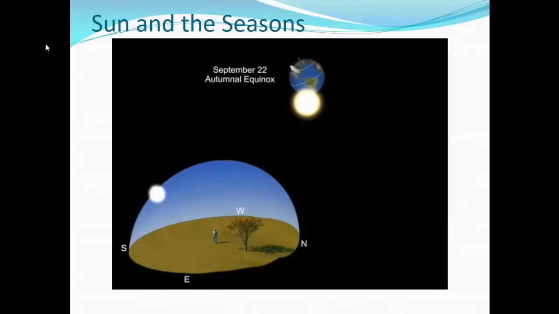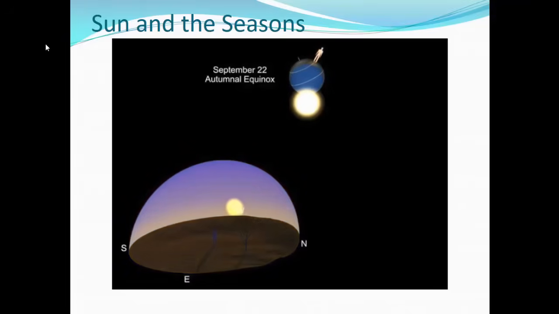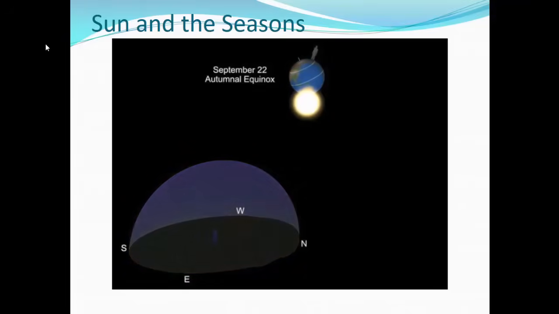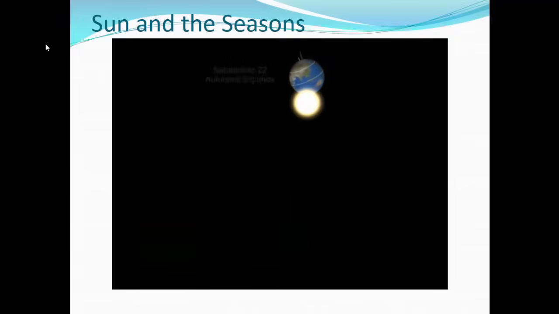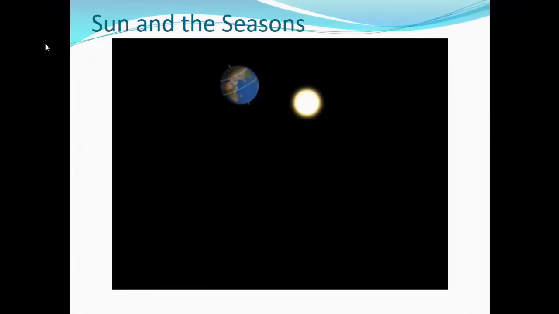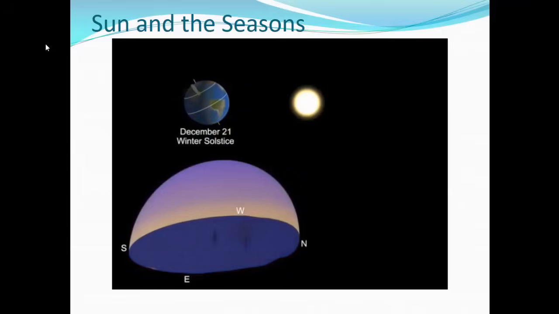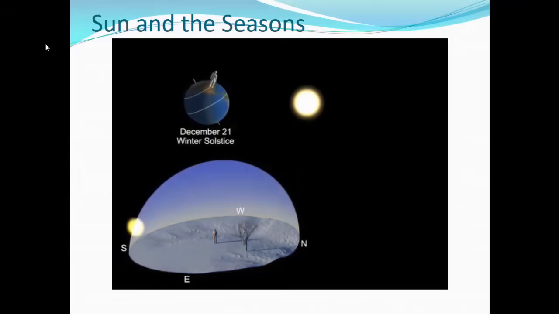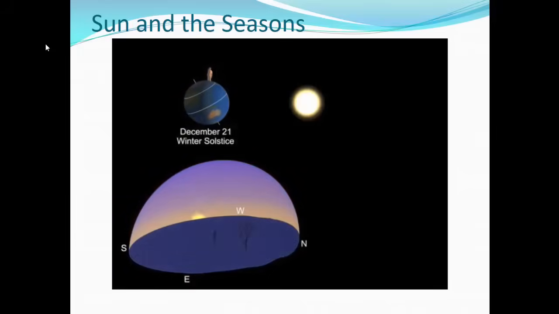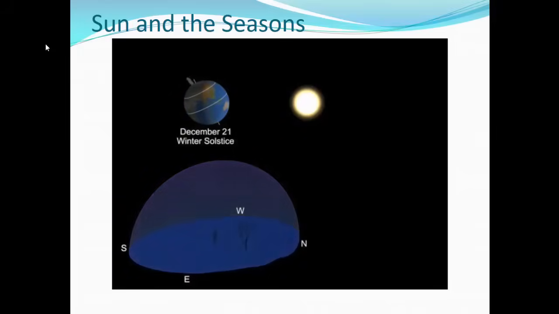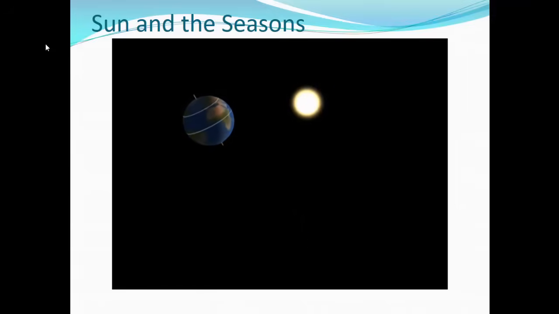On September the 22nd, the autumnal equinox, days and nights are of equal length as the sun rises in the east and sets in the west. On December the 21st, called the winter solstice, the northern hemisphere is tilted away from the sun. This marks the day with the shortest daylight hours in the northern hemisphere. Shorter days and the lowest noon sun of the entire year produce cold winter weather.